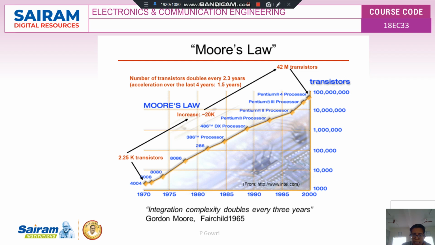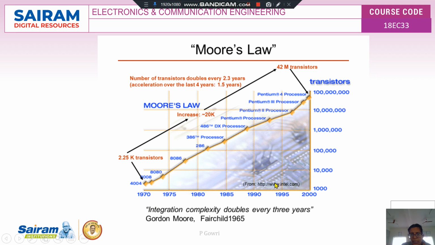We can see that in the 1970s the number of transistors was around 2.25k, whereas in the year 2000 it is around 42 million transistors. This graph also gives us the evolution of the processors. It started with the Intel 4004, a 4-bit microprocessor, which evolved into the 32-bit microprocessor, the Pentium 4 processor, in a gap of 30 years.